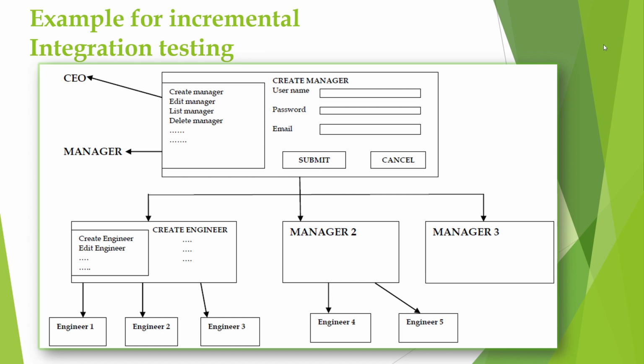Then if it is working fine, they will add another module, that is, create engineer, and try to create the username and password. If it is working fine, then the integration testing is passed. This is how top-down incremental integration testing works. Here first they created the CEO account, then manager, manager 2, manager 3, then engineer. Like this we keep on adding the modules. This is how top-down incremental integration testing works.